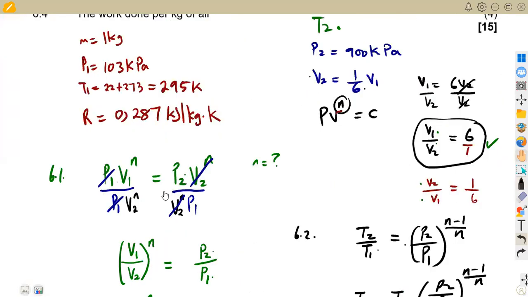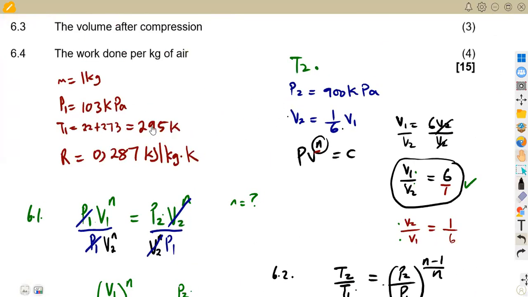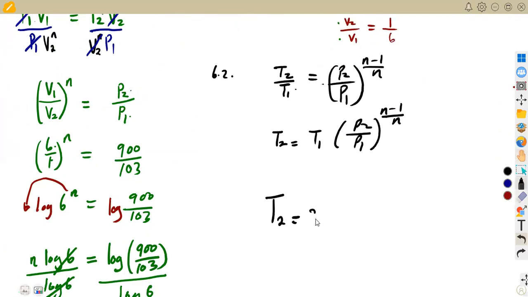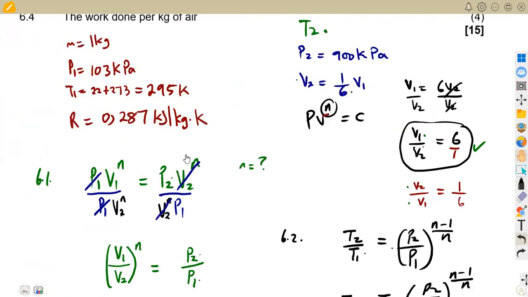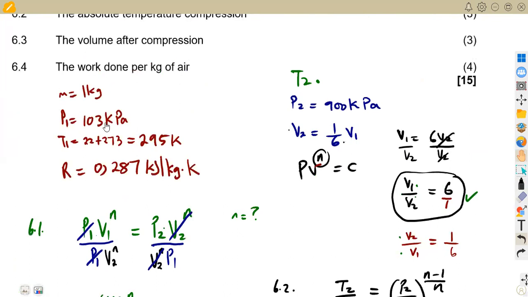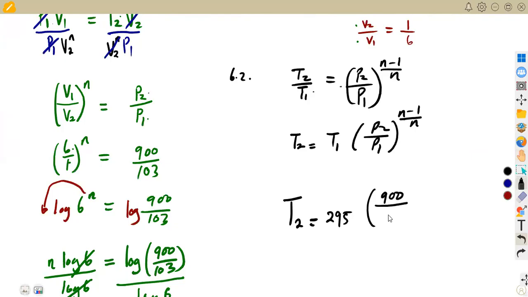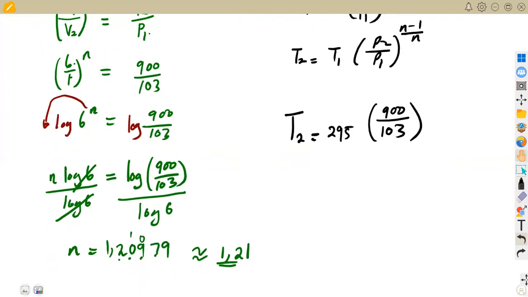T1 in this case is from this information. T1 is 295. So that's 295 here. All right. Into P2 over P1. So we've got P2, which is 900, P1 103. So it's going to be 900 over 103 to the exponent of n minus 1 over n. So the n is the one that we calculated here, which is 1,21. So it's going to be 1,21 minus 1 over 1,21. So that's it. We are going to obtain our T2 in this case.